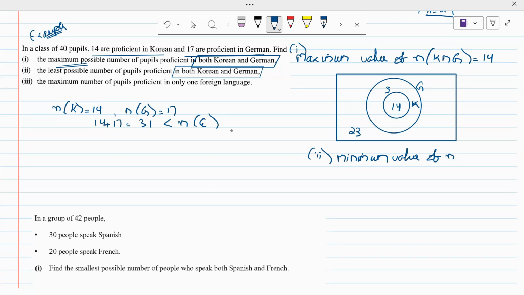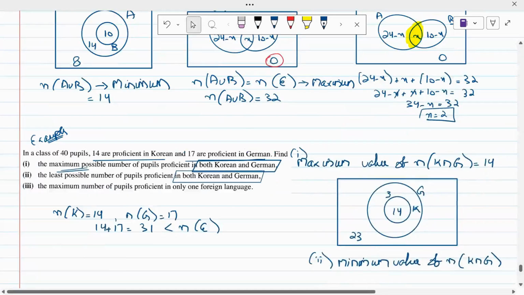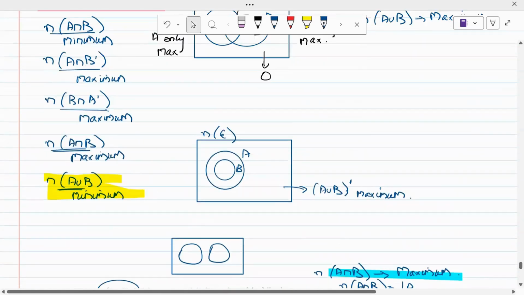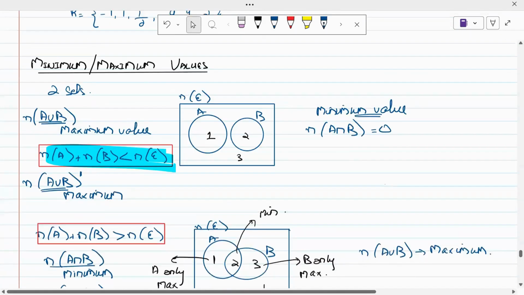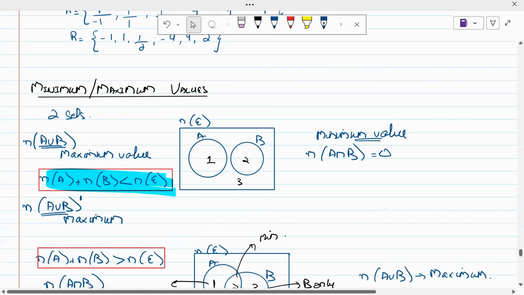Minimum value of n of K intersection. Whenever the intersection is to be minimum, it would be small. Wait, sorry. Intersection is to be minimum, right? And there can be a possibility of disjoint sets also. Remember, for disjoint sets, we have just learned this. For disjoint sets, the intersection's minimum value can be 0.